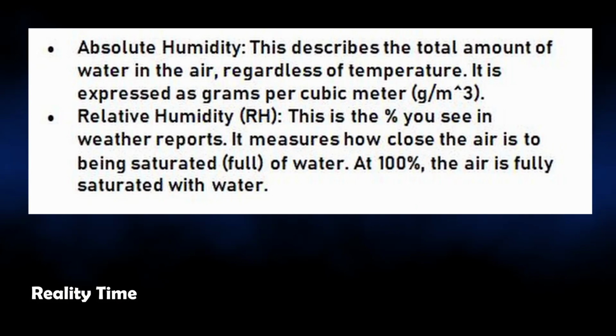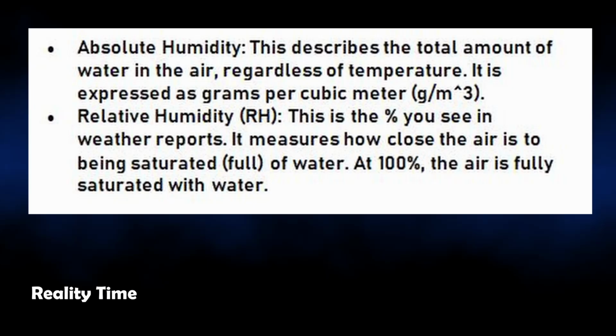So we measure humidity two different ways. One we call absolute humidity. It's the actual amount of water in the air. Think of it as we count the molecules of water in the air, and that's absolute humidity. It's usually expressed as a number of grams per cubic meter.